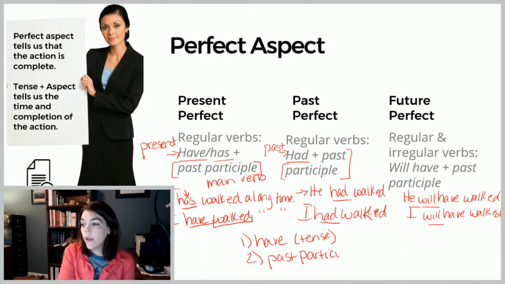That summarizes the perfect aspect, okay? Have or will have carries the tense, and the past participle will look the same in all three forms.